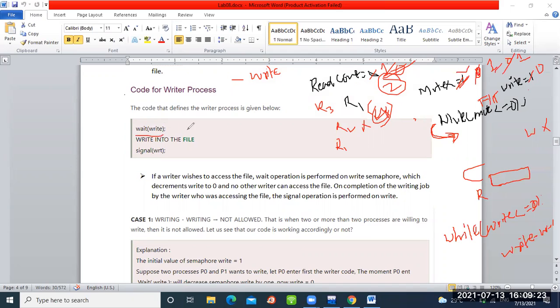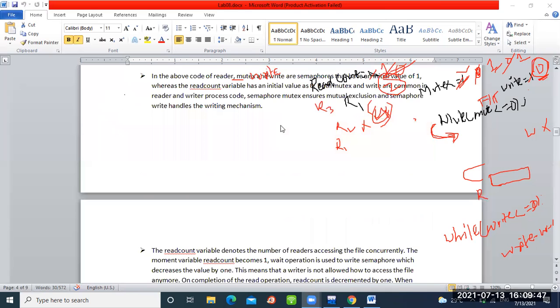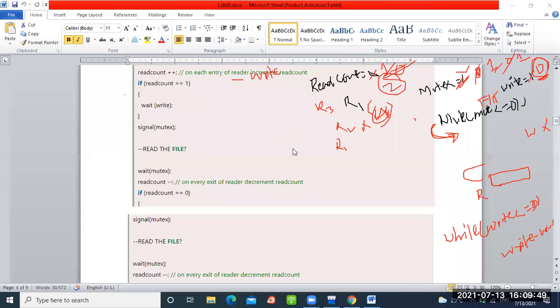Now whenever it calls wait of write, suppose the writer is trying to access the system. So what will it call? Wait of write. What is the value of write here? The value of write is 0. If it is 0, what will happen? The writer will wait here. Fine. That means if any one reader is inside the system, we cannot allow a single writer.